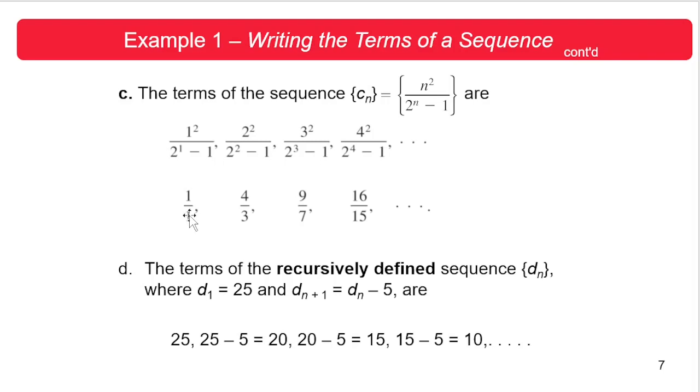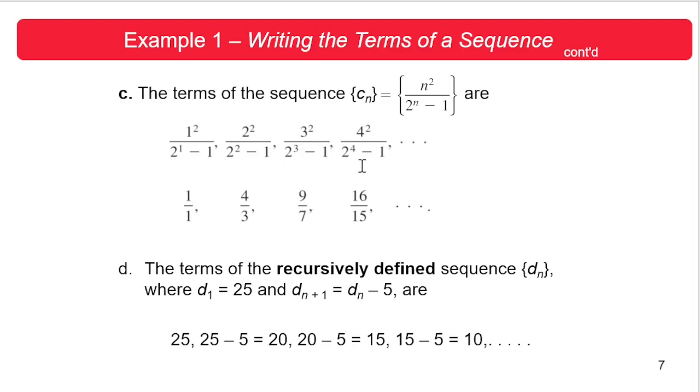For C sub 2, if n is 2, you have 2 squared over 2 to the second power minus 1, but 2 squared is 4, minus 1 is 3, so the numerator is 4, so 4 over 3 is the second term of the sequence. If n is 3, then you have 3 squared over 2 cubed minus 1. Again, 2 cubed is 8 minus 1, so that's 7. And in the numerator, 3 squared is 9. So 9 over 7 is the third term of the sequence.